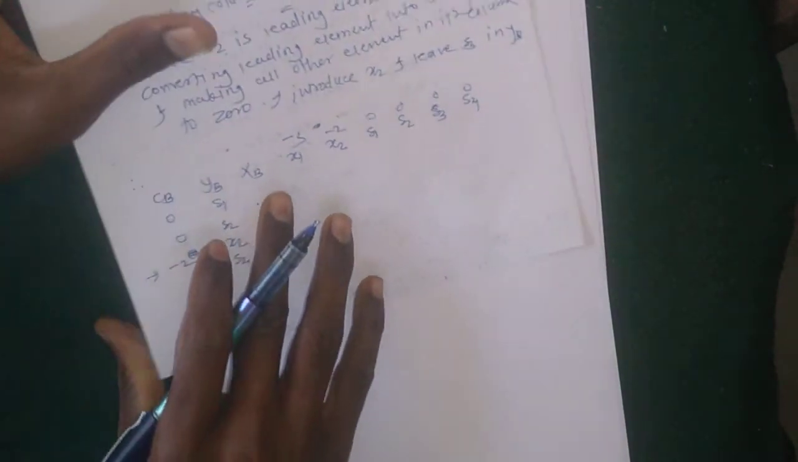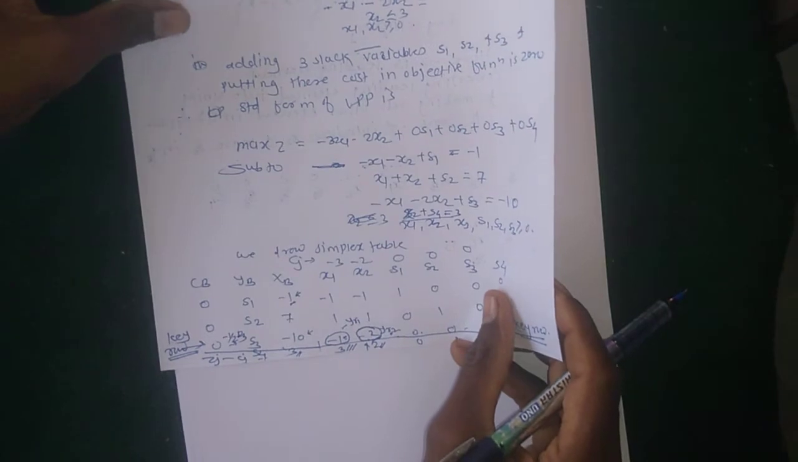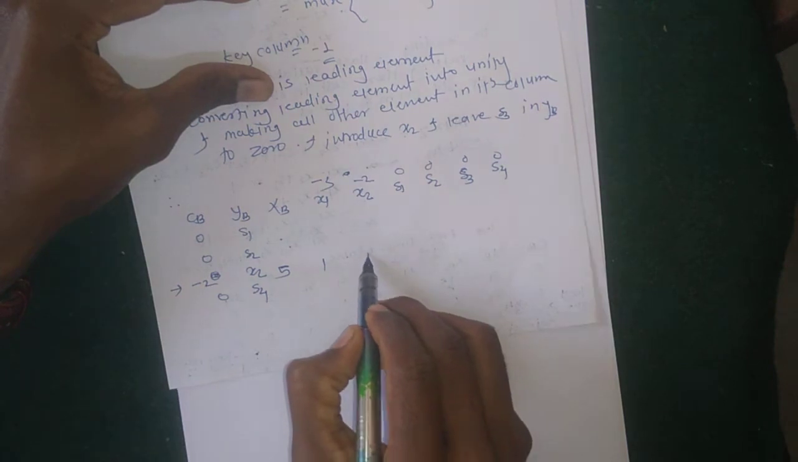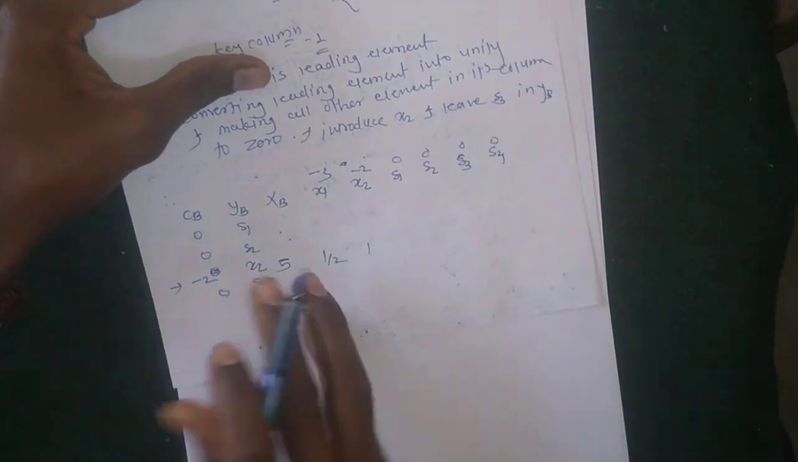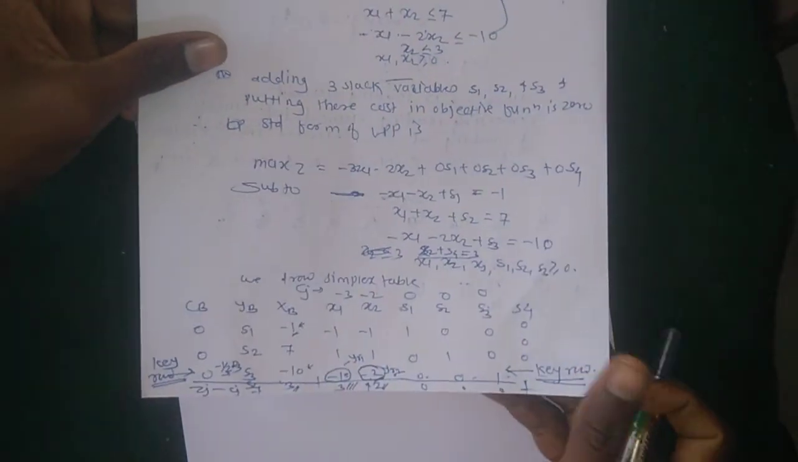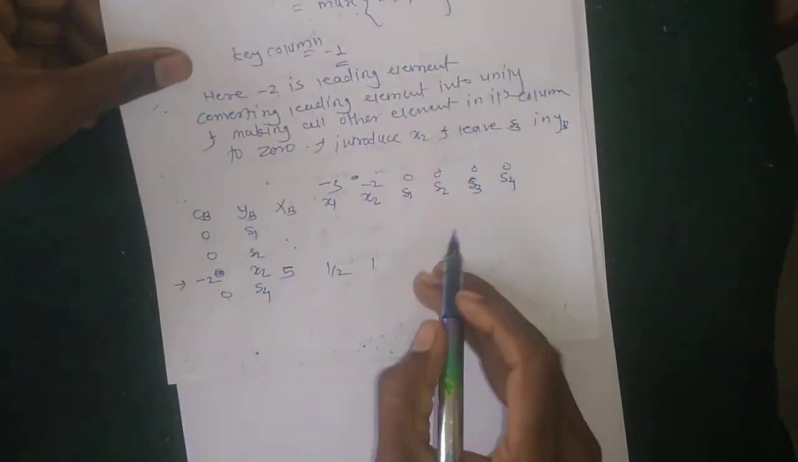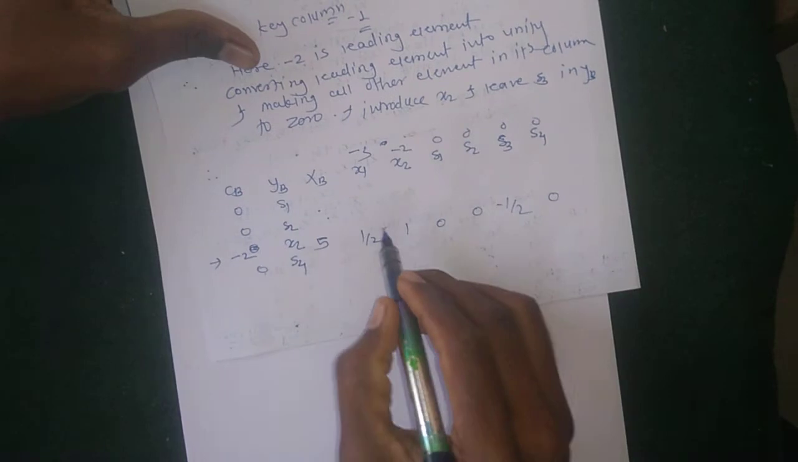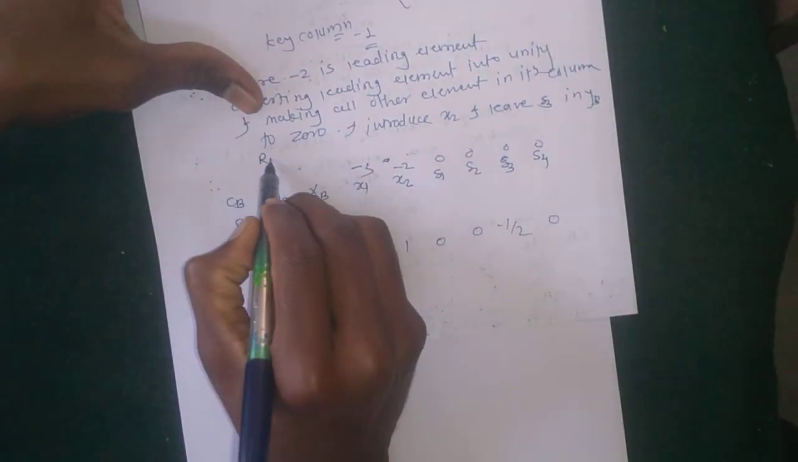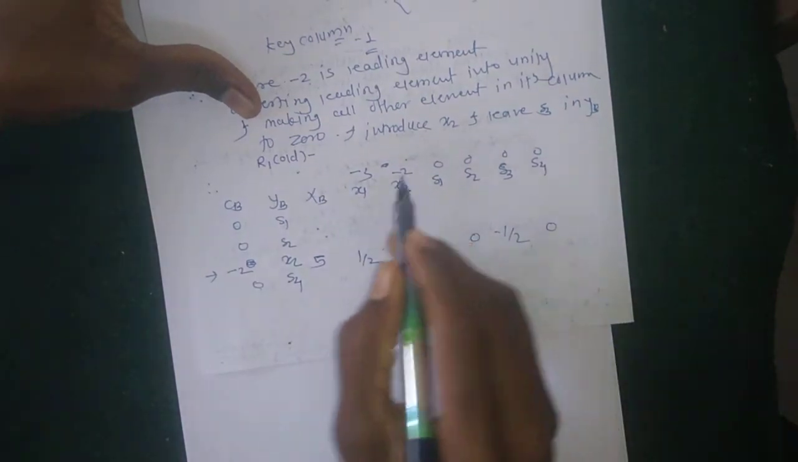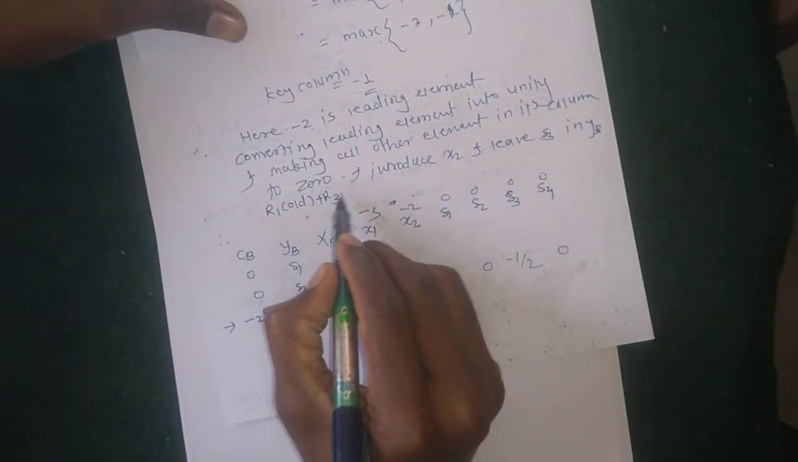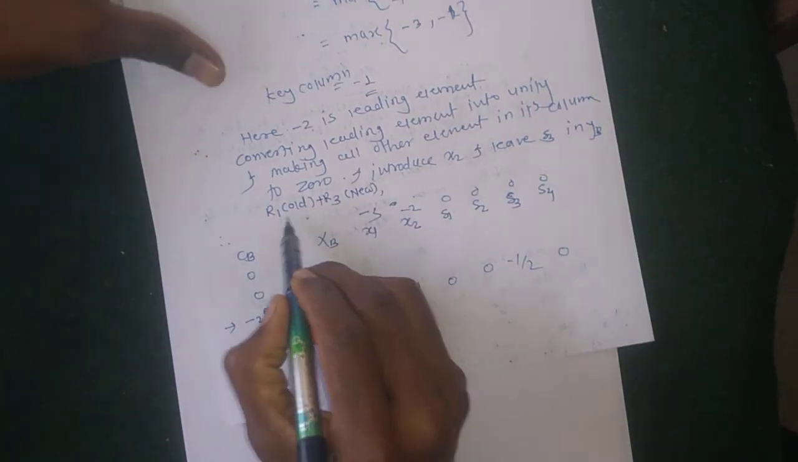Okay, then for x1 column, minus 1 divided by minus 2 is 1. Then 2 divided by minus 2 is 1. Sorry, here 1 by 2. Okay, then 0, 0, minus 1 by 2, 0, 0, minus 1 by 2 and 0. So using this, for first column, old r1 plus r3 gives new r3. Okay, so this is one operation.